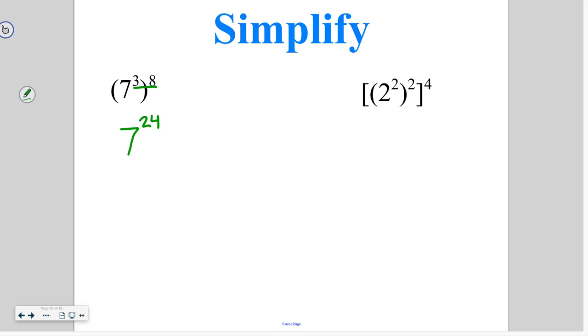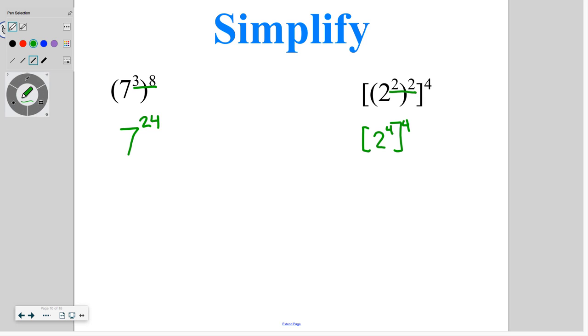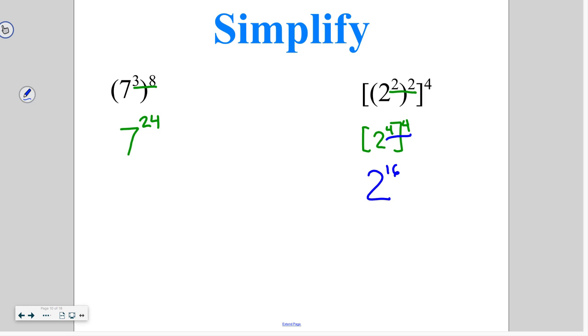This one has it layered even more. We've got a power raised to a power raised to a power. So we're going to start on the inside part. 2 to the 2nd power to the 2nd power gives me 2 to the 4th power. And we still want to take that to the 4th power. So now I'm going to take the 4 to the 4th power, and that's going to give me 2 to the 16th power. So we can layer these up even more than just raising a power to a power. You can keep having parentheses or brackets and still follow the same rule.